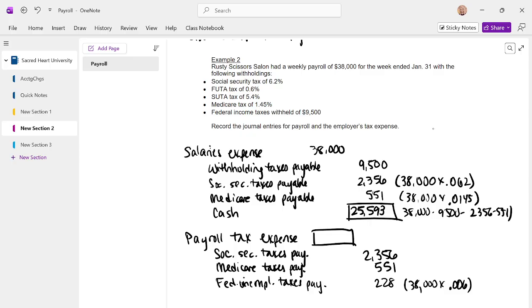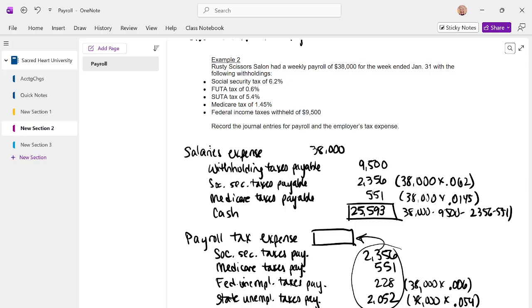$228. And then the state unemployment taxes payable is 5.4%. And that works out to be $2,052. We add all of these up, total them, and that's our total payroll tax expense, and that should work out to be $5,187.